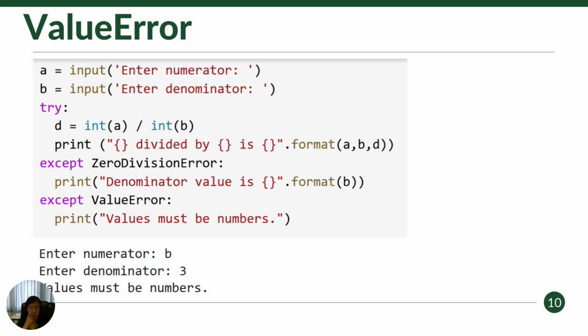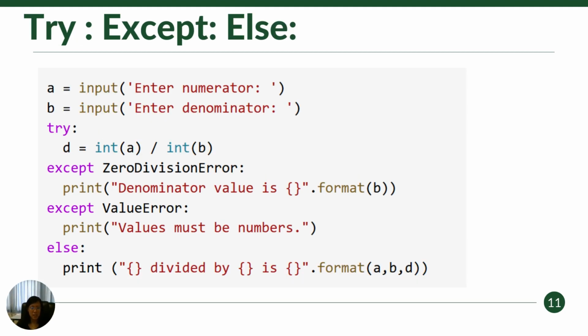Another clause we can also add is called else. Try, except, else. So this else occurs when no error is caught. You will give these statements in the else. So let's say here we try to calculate the D value. Then we see whether we are catching any errors. So no error is caught. Zero division error and value error are not caught. Then you perform this else statement, so you will print out this one.